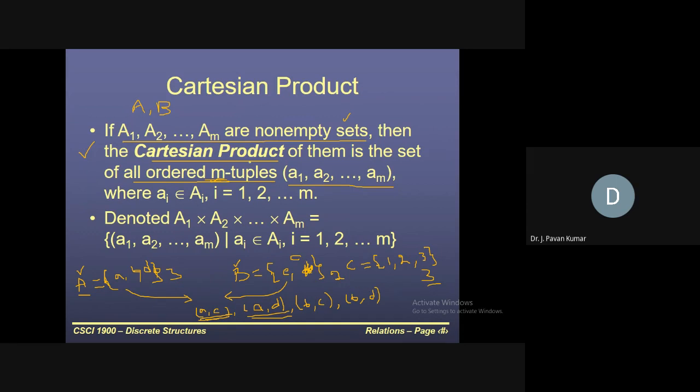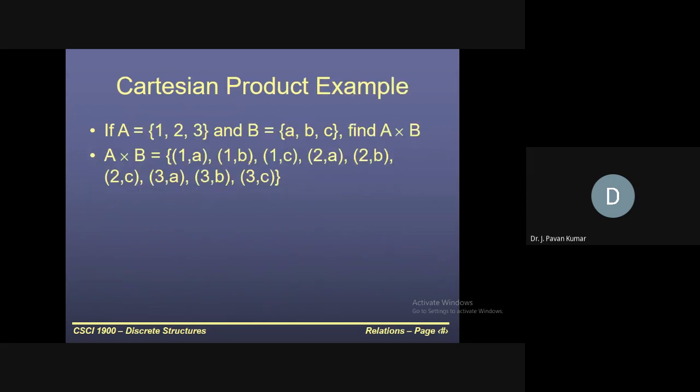Okay, now let us consider an example. A is equal to 1, 2, 3, B is equal to A, B, C. A cross B is the symbol to denote the Cartesian product. Then we will be having 1 comma A, 1 comma B, 1 comma C, 2 comma A, 2 comma B, 2 comma C, 3 comma A, 3 comma B, 3 comma C. This is the Cartesian product.